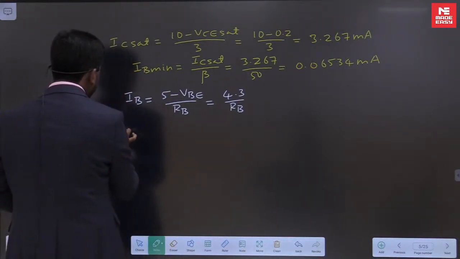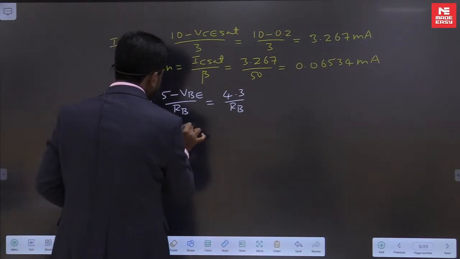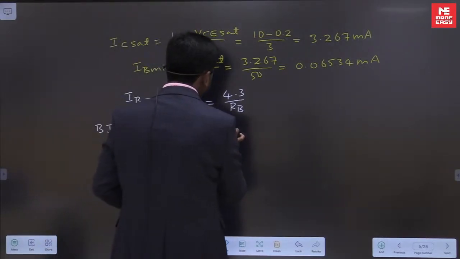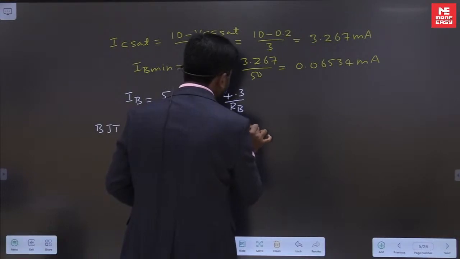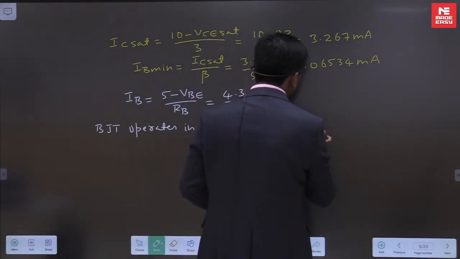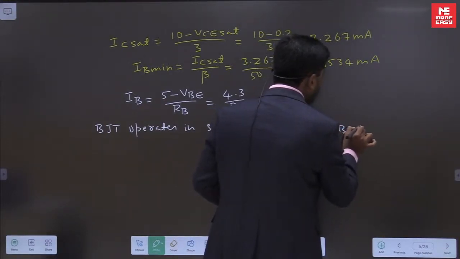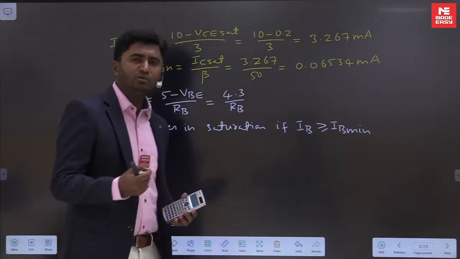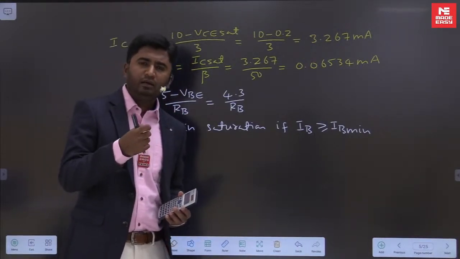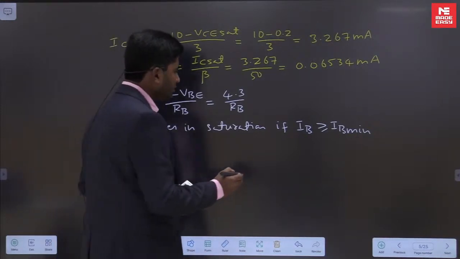The BJT operates in saturation if IB is greater than or equal to IB minimum. Everybody knows this condition. If IB is greater than or equal to IB minimum, then we say the BJT is in saturation.